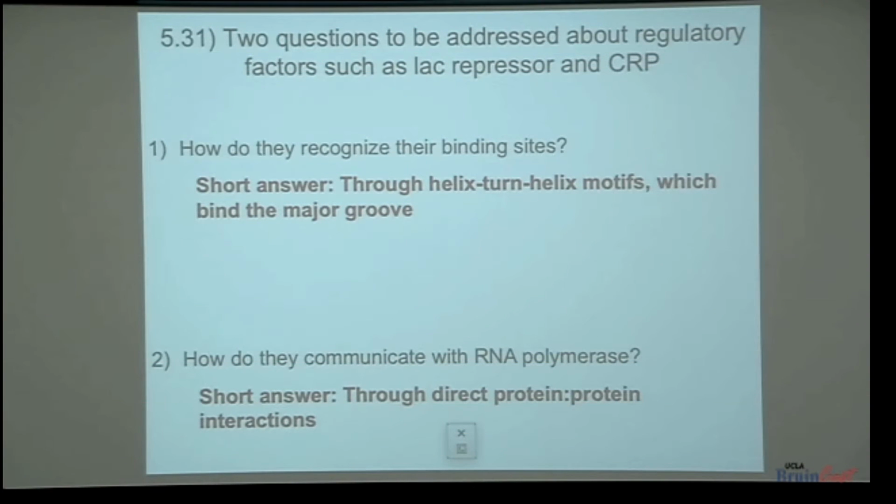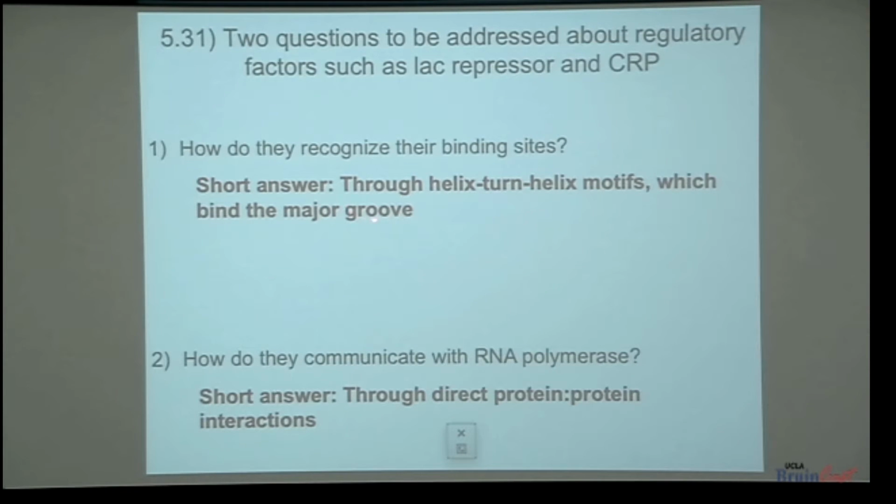Let's talk about the mechanism of transcriptional activation. And in learning about the mechanism of transcriptional activation, we're going to focus on CRP. Okay. So two questions to be addressed about regulatory factors such as the LAC repressor and CRP. How do they recognize their binding sites?